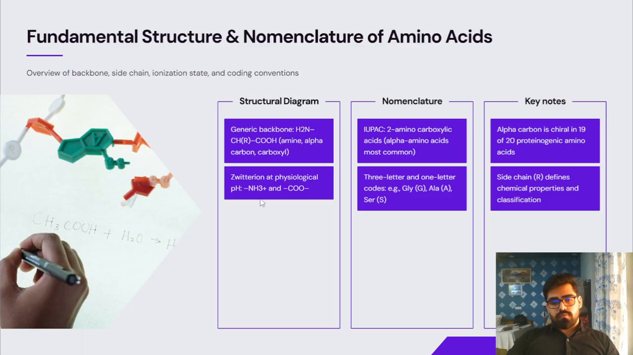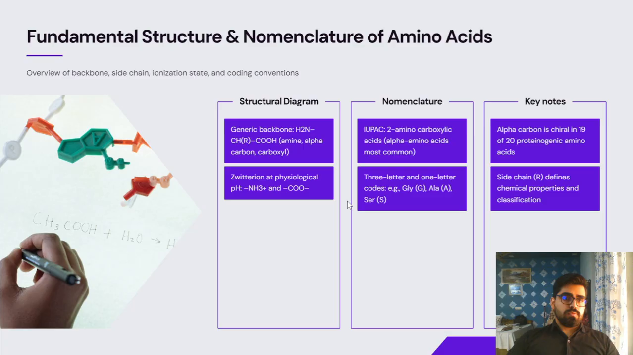So first of all, what is a zwitterion? It is nothing but a compound having both positive and negative charges. For example, NH3 plus and COO minus. It has both positive and negative charges, so it is considered a zwitterion. So when studying the basics, we should know this from the start.